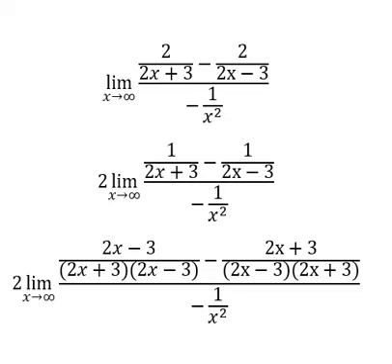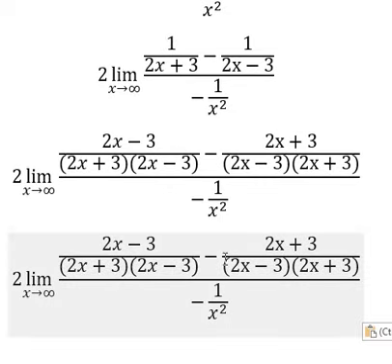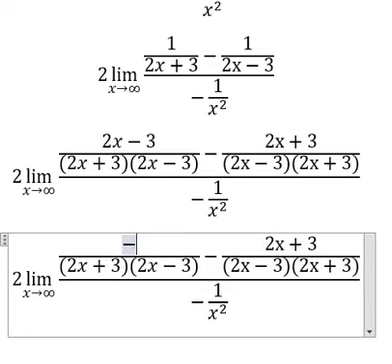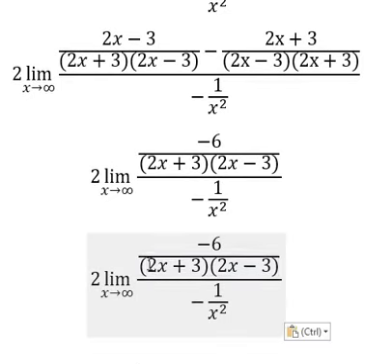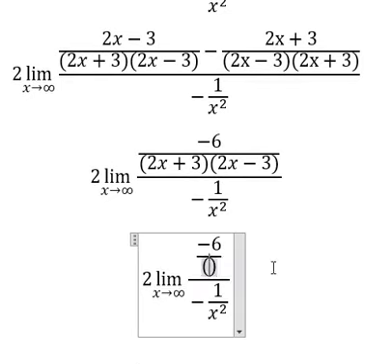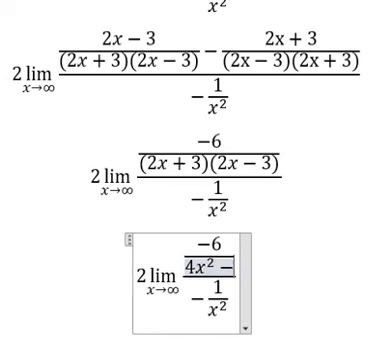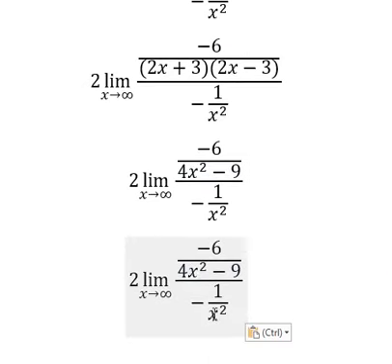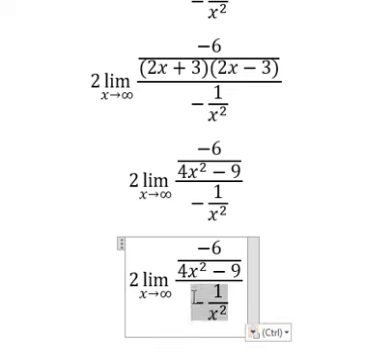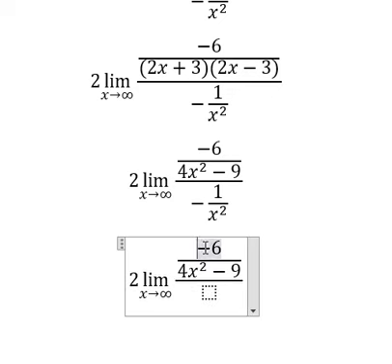So 2s minus 2s, they cancel. Negative number 3, negative number 3, we have negative number 6. And now we need to expand this one, and we have 4s squared minus number 9. So negative s squared go in here, they cancel, negative and negative.